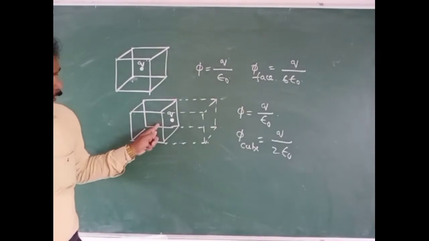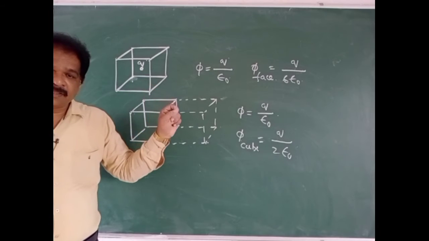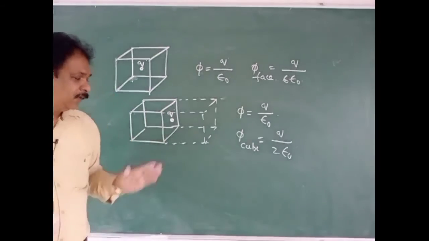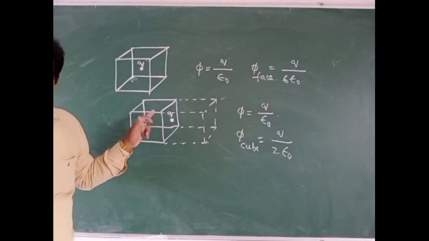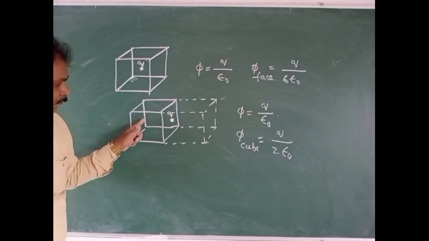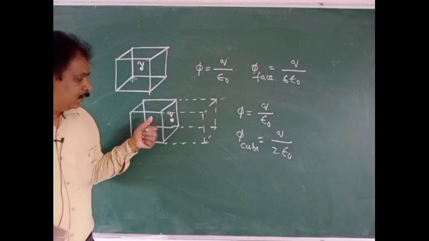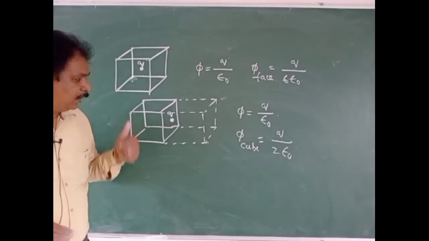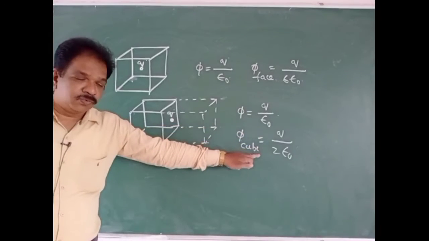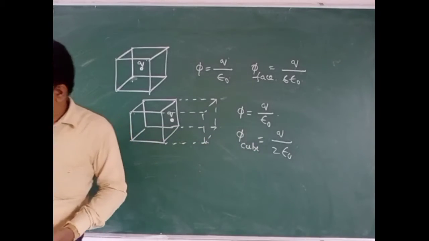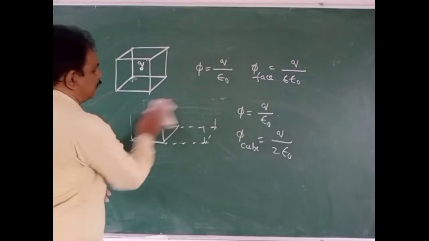Is it understood? Here I kept the charge exactly at the center of the cube. Here, the cube is having 6 faces, and at one side's midpoint I kept a charge. Then the flux going through this cube will be equal to q by 2 epsilon naught. Clear? One more question they will ask.